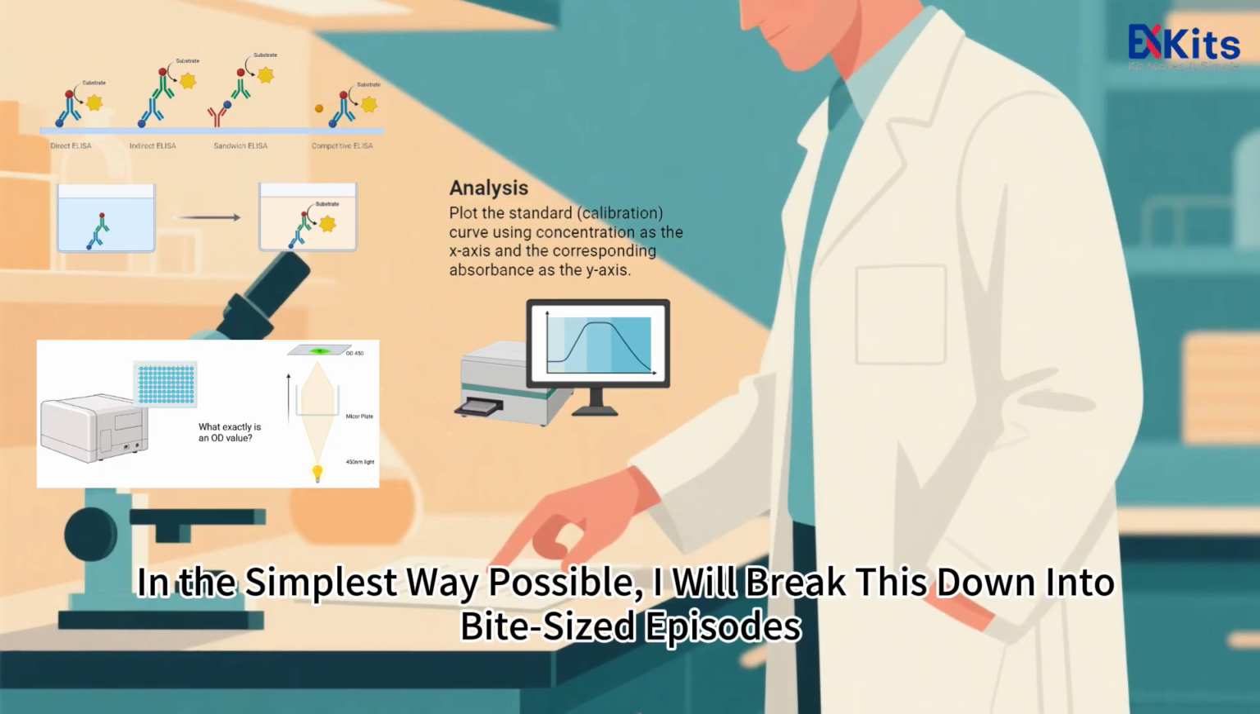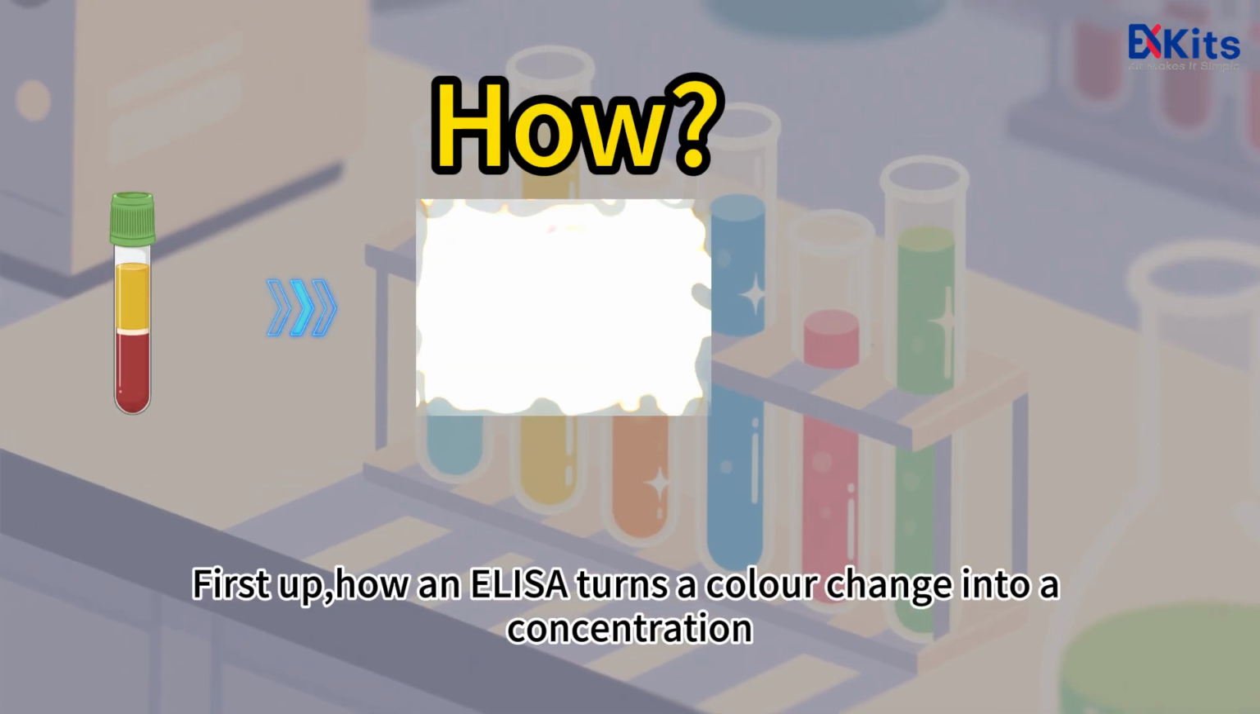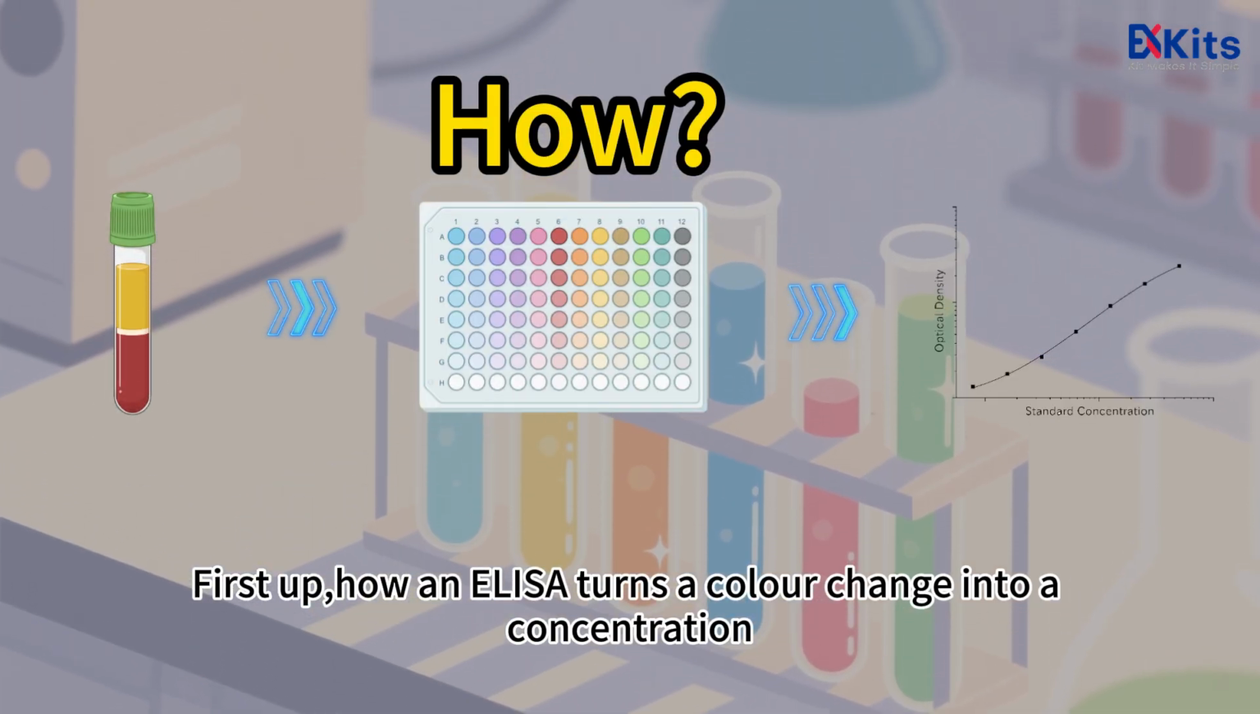We'll break this down into bite-sized episodes. First up, how an ELISA turns a color change into a concentration.